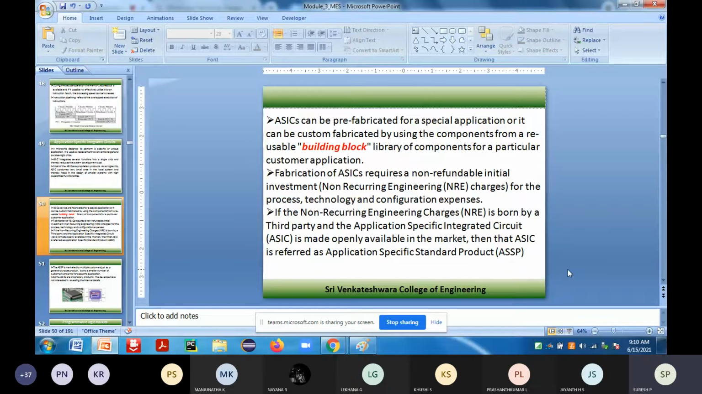For example, your BIOS is an example of an ASIC. It is also one of the typical examples we can give. That is going to have the different drivers inside your BIOS, which is nothing but your basic input output system, which will be there inside your PC. Okay. So that particular application will be fabricated by using components from a reusable building blocks library of components for a particular customer application. That means that particular program will be useful for one particular application.